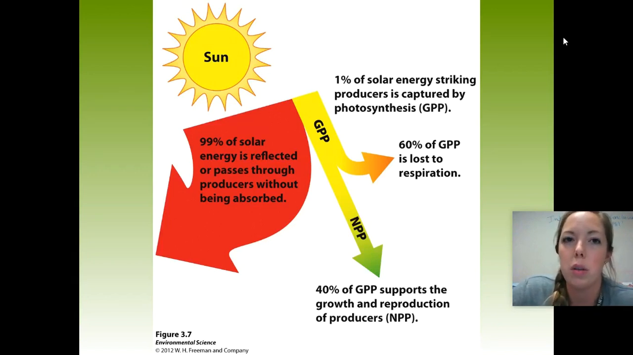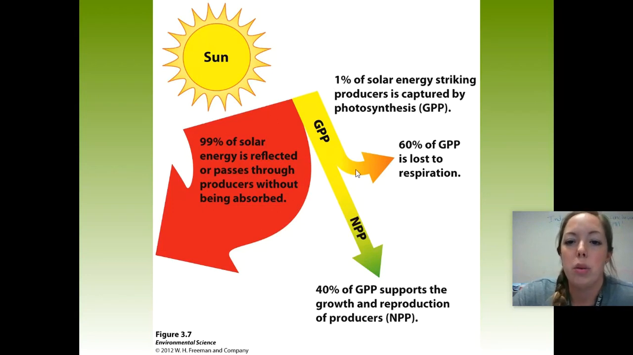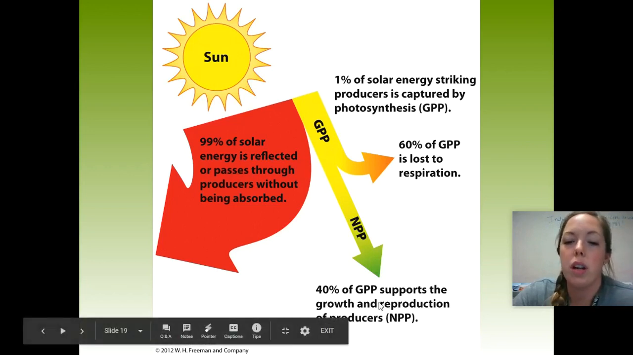All right, so let's look at the math, right? On average, about 1% of the sun's energy is captured by a producer, and of that 1%, 60% is used to fuel the producer's respiration. So you can see right here, 60% of GPP is lost to respiration. The remaining energy down here is about 40% of that original 1%, right? This 40% can be used to support the producer's growth and reproduction, stuff like that.